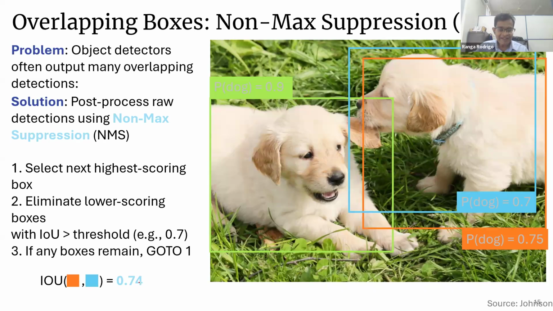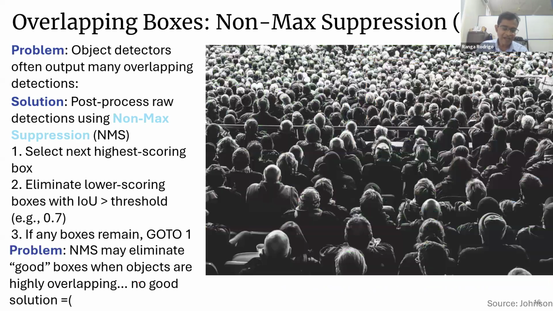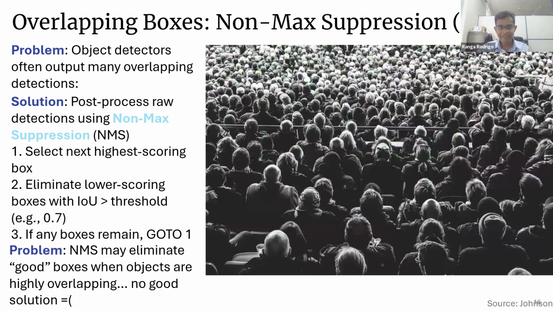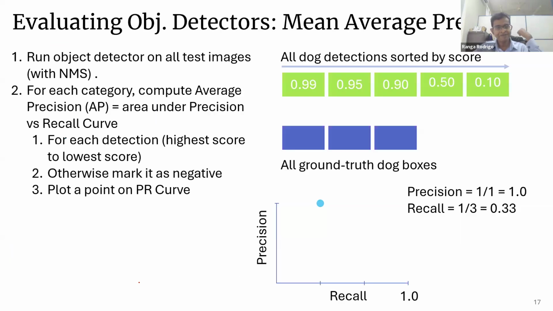Then we take the orange box. The blue one's overlap with it is 0.74, and the others do not overlap that much, so we remove that blue one. So you can see the value of non-maximum suppression: when more than one box is detected per object, it has the power to remove them. But non-maximum suppression does not work well when you have a large number of overlapping objects. It may eliminate many good boxes when objects are highly overlapping, and there's no good solution for that.